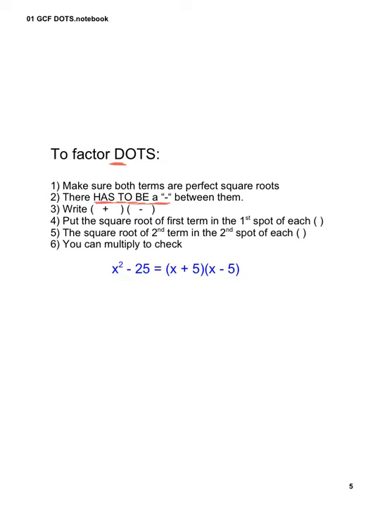You're going to put the square root of the first term in the first spot of each parentheses, meaning here and here. And we're going to put the square root of the second term in the second spot of each set of parentheses. If you want to check your work, you can multiply. So if I look at the example, the square root of x squared is x. That goes in the front. The square root of 25 is 5. That goes in the back. One of your symbols has to be a plus, and one has to be a minus. It doesn't matter if the first one is the plus or the minus, just as long as you have one of each.